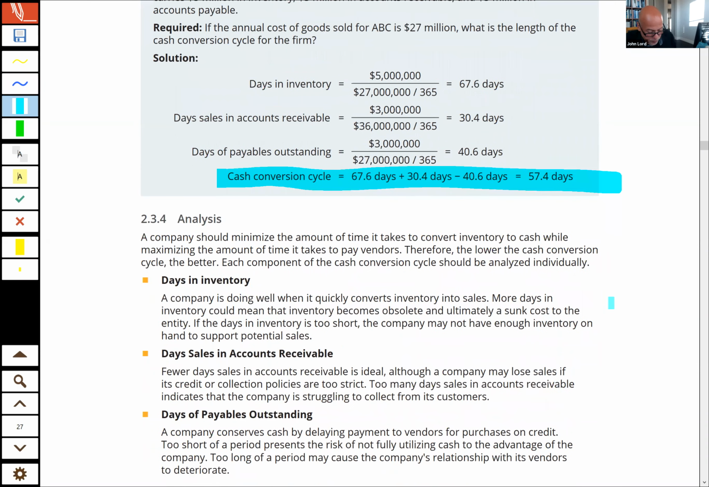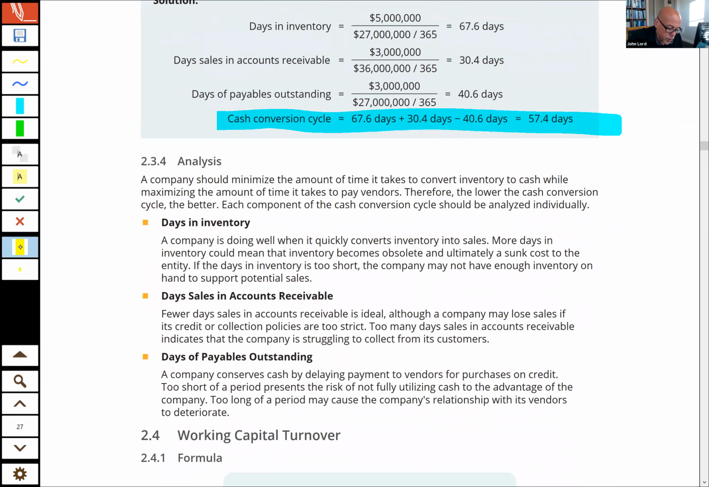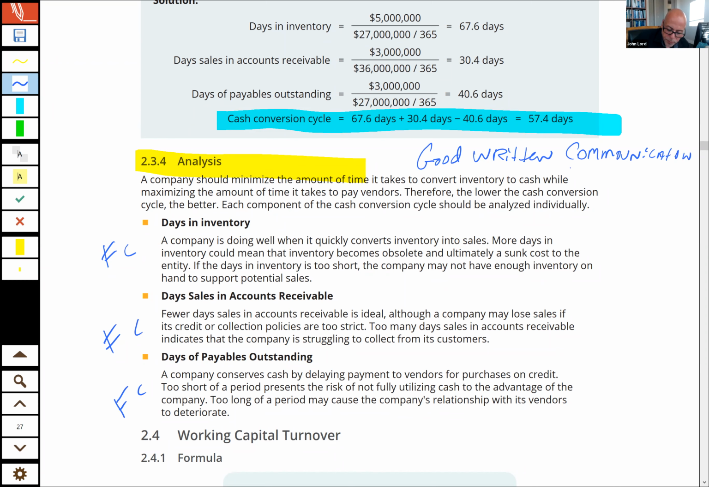Now you come over, and I think what's more useful to us right here are the analysis. Okay, and I'm going to ask you to flashcard each one of these, and I'm going to talk through them with you, read through them with you, but put down here good written communication topic.